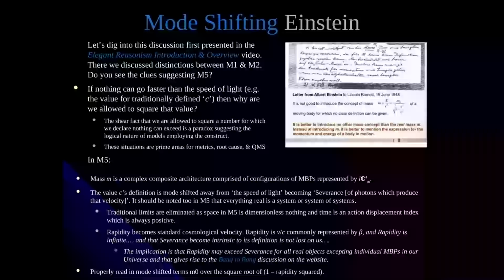You can click that link there and go read that article. And so we suddenly have an ability for Elegant Reasonism and the Emergence Model to describe the universe bang-to-bang and simultaneously answer all these other questions at the same time.